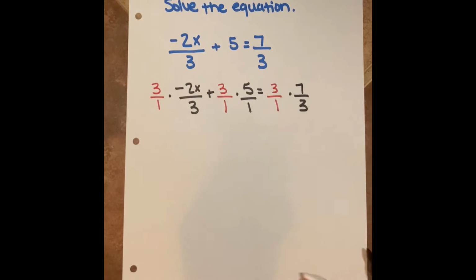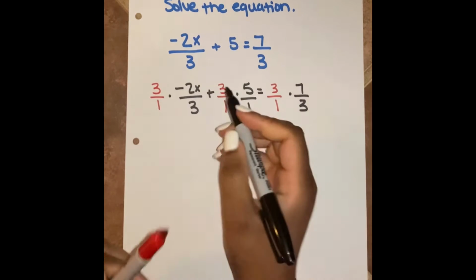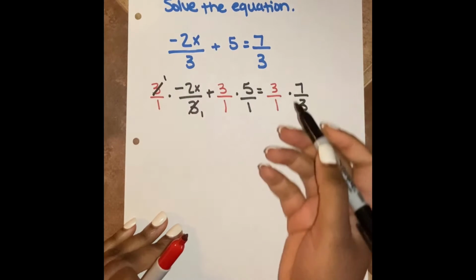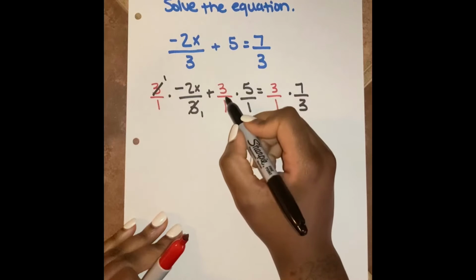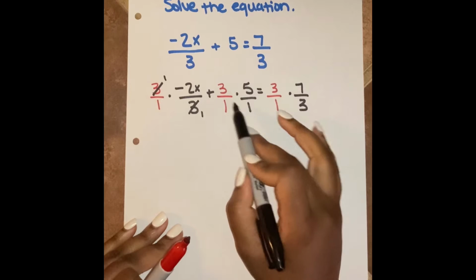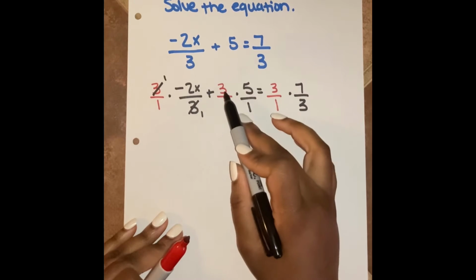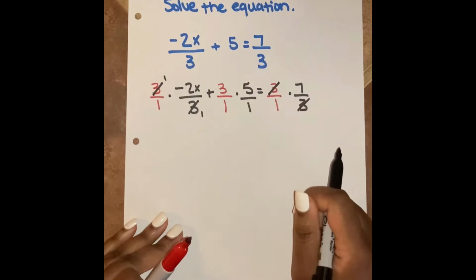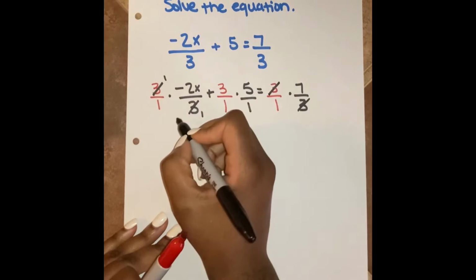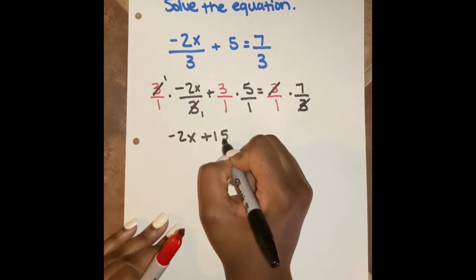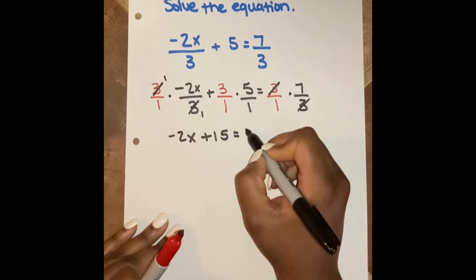So now all we have left to do is to multiply and to get rid of the fraction. So 3 goes into 3 one time, 3 goes into 3 one time, they cancel. We can't cancel out anything here because we don't have anything in the denominator. They're just 1, so we're just going to multiply across the top. And here we have the 3's that are diagonal, so those cancel. That leaves us with negative 2x plus 15 is equal to 7.